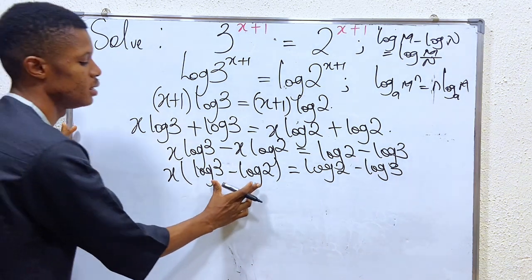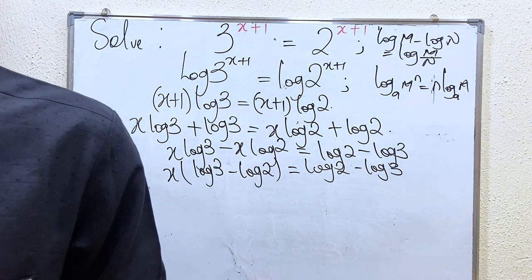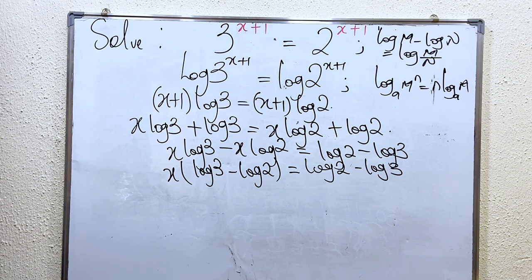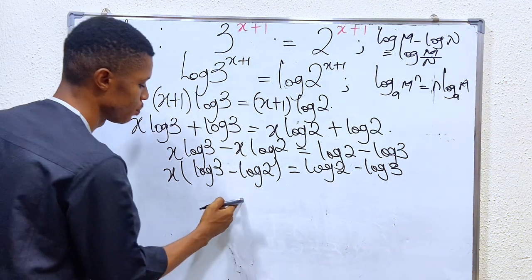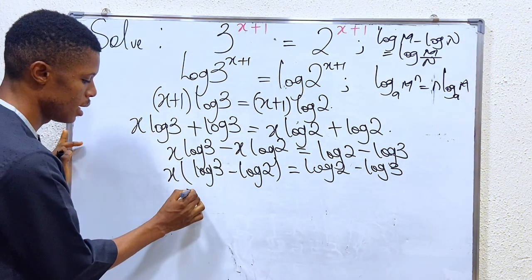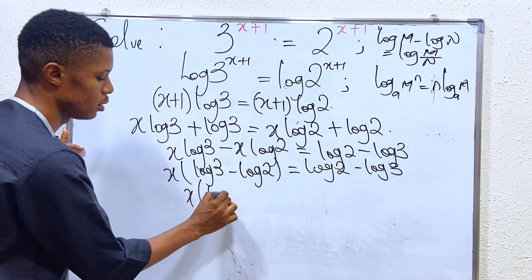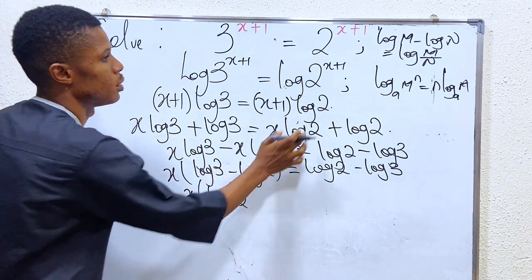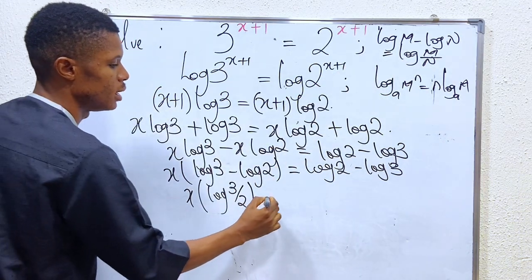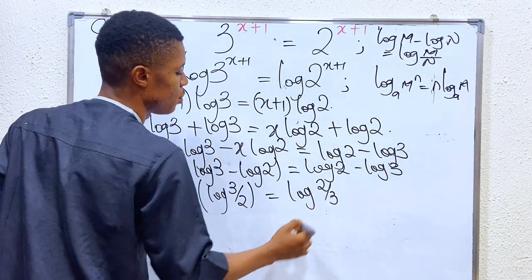Since we are having this, we now apply this rule. We'll now apply this rule. So this rule will now make it that x will be times log (3 over 2). The numbers are 3 and 2. Applying this rule, it's equal to log (2 over 3).